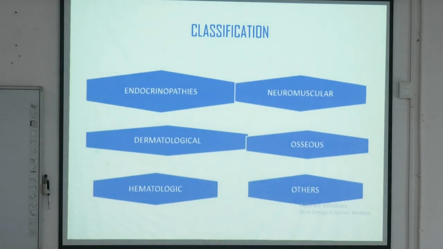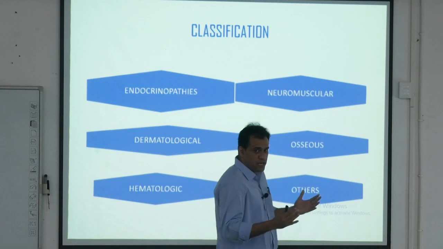When we classify, the classification would be endocrinopathies, affecting the hormones, by far the most common. Then you get neuromuscular, nerves and muscles. Number 3 is dermatological, meaning skin. Osseous means bones and joints. Hematologic means blood, and others. You must remember these points and divide them properly: hormones, bones and joints, nerves, skin, blood and others.